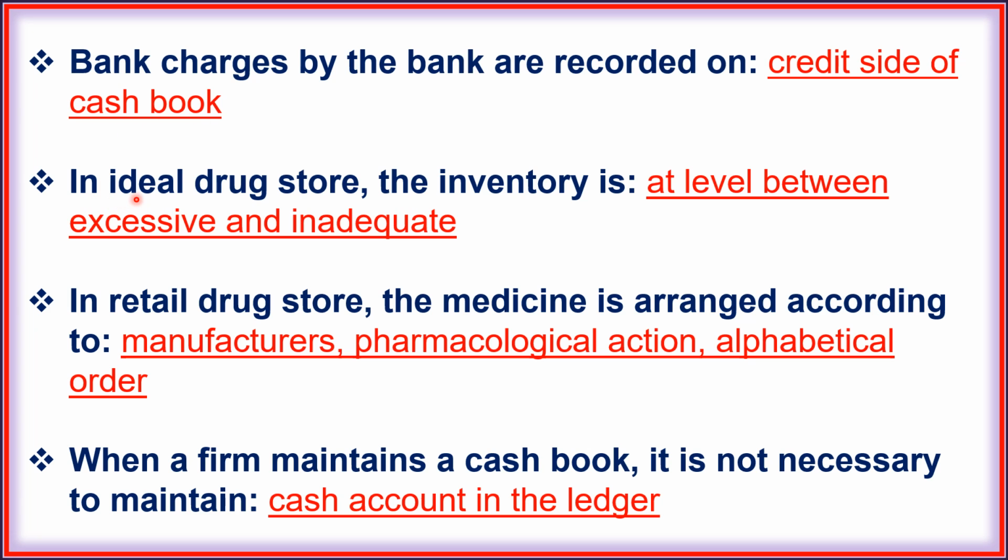Next, in ideal drug store, the inventory is at level between excessive and inadequate. Next, in retail drug store, the medicine is arranged according to manufacturer, pharmacological action, and alphabetical order. Next, when a firm maintains a cash book, it is not necessary to maintain cash account in the ledger.